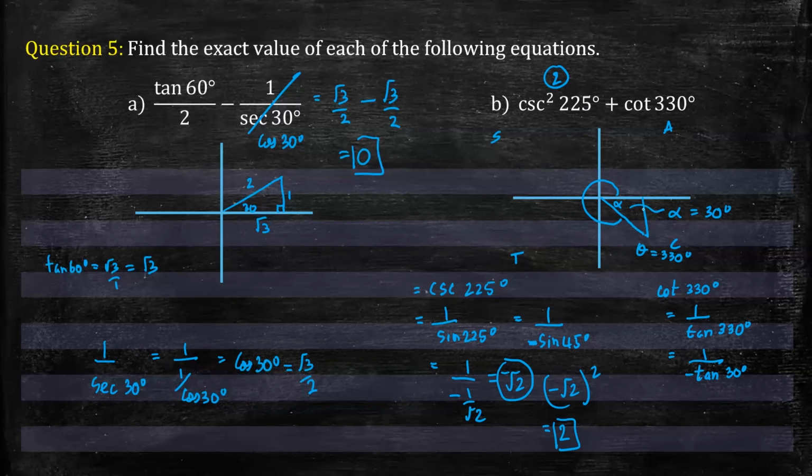So if that was 30, this would be 1, root 3, and 2. Those would be labeling the sides when that angle is 30. So what's tan 30? Tan 30 is opposite on adjacent, 1 on root 3. So we've got 1 on negative 1 on root 3. So 1 divided by negative 1 on root 3 is going to be negative root 3. So this section up here, cot 330 is negative root 3. So you can see your final answer is going to be 2 minus root 3 for your final answer.